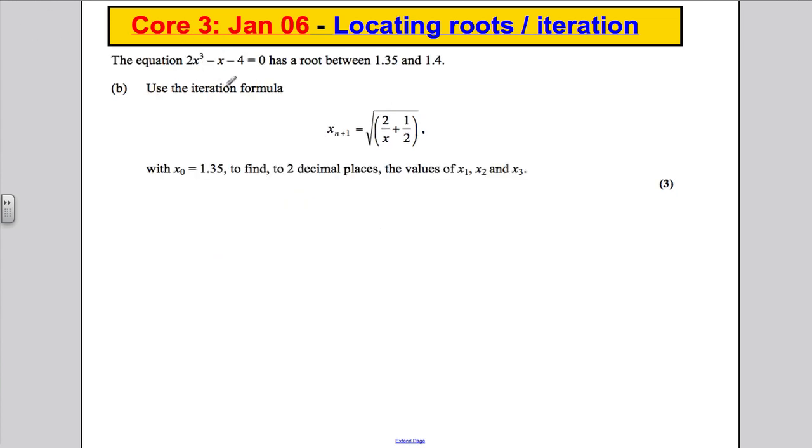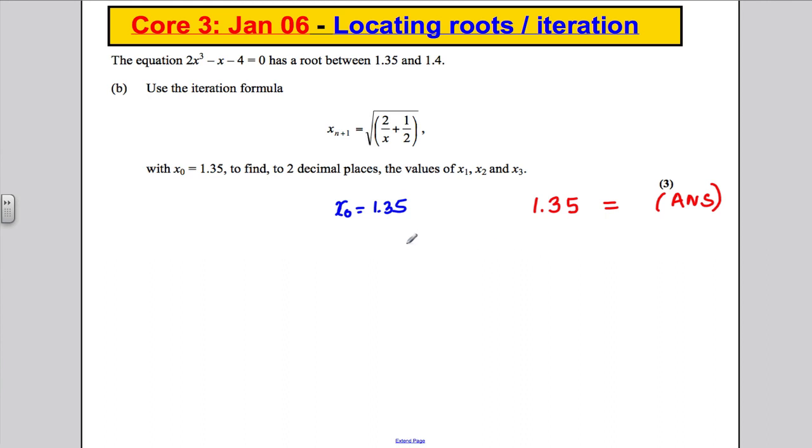Okay, then it says this equation has a root between 1.35 and 1.4. Use the iteration formula with x0 is 1.35 to find to 2 decimal places the value of x1, x2 and x3. Well, we're told that x0 is 1.35, and I'm going to write in red what you type in your calculator. In your calculator you would write the number 1.35 and you would press equals. That will store it as the ans function.